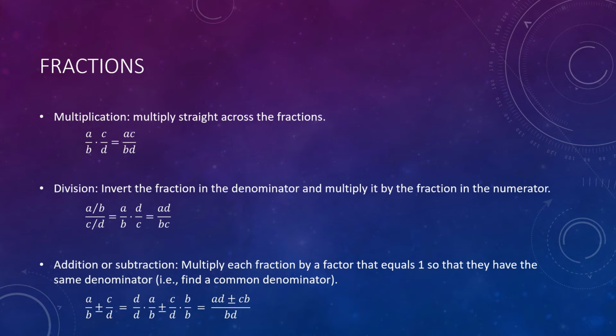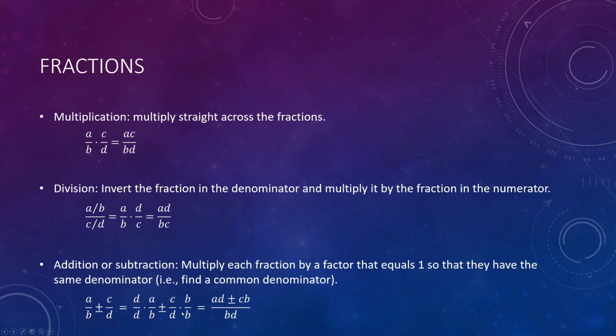Okay, so here we have that. d over d times a over b plus or minus c over d times b over b. Now, again, we can just use our multiplication rule and multiply straight across. This will give us, if you rearrange it alphabetically, AD over BD plus or minus BC over BD.